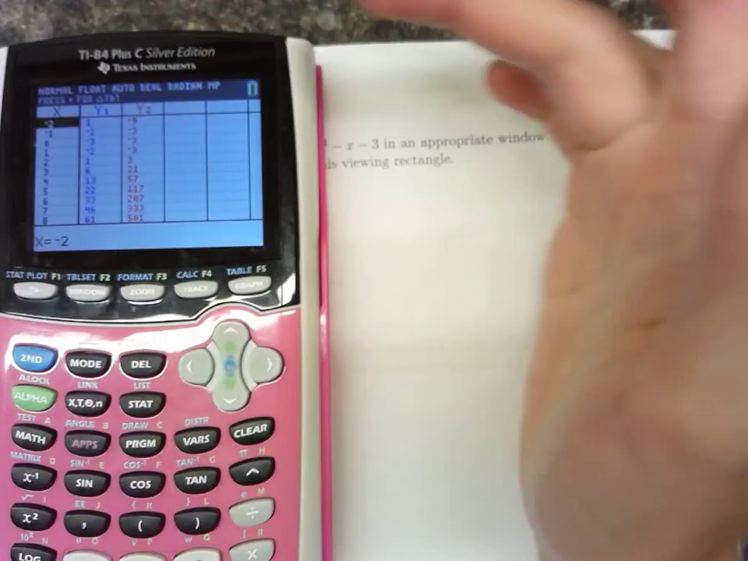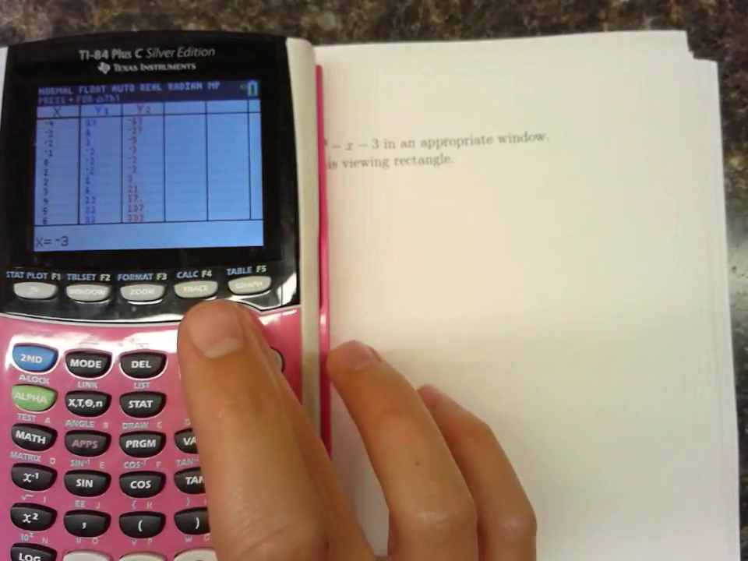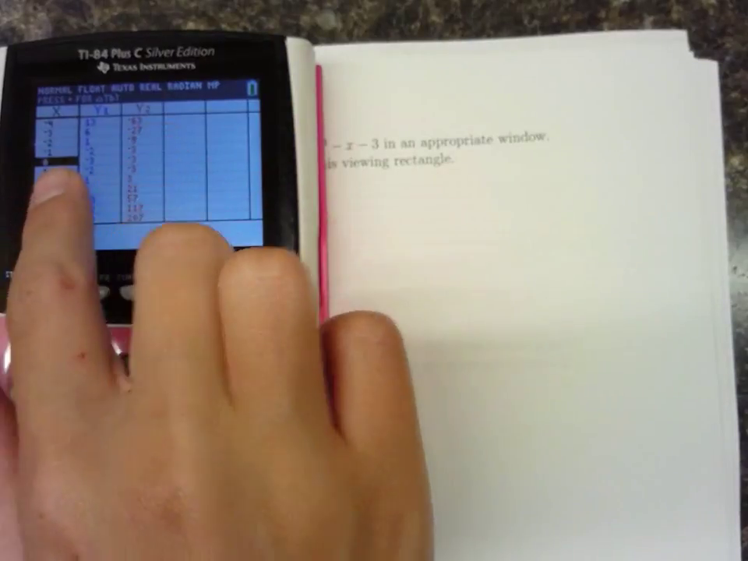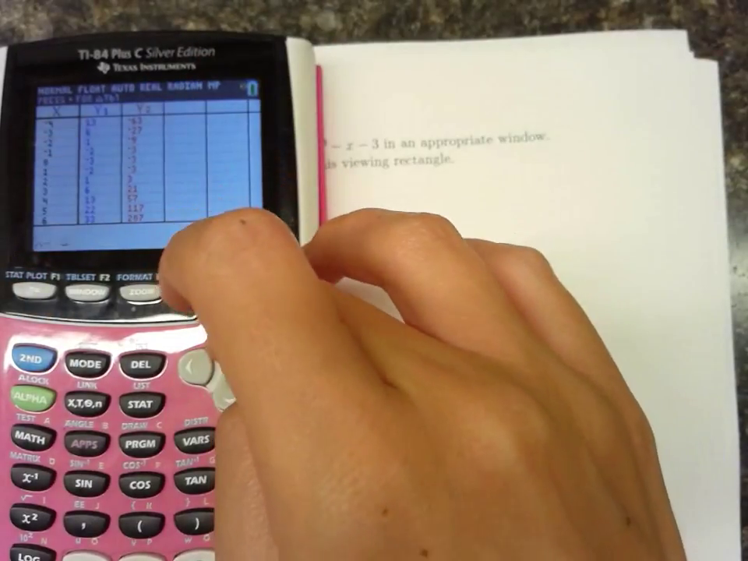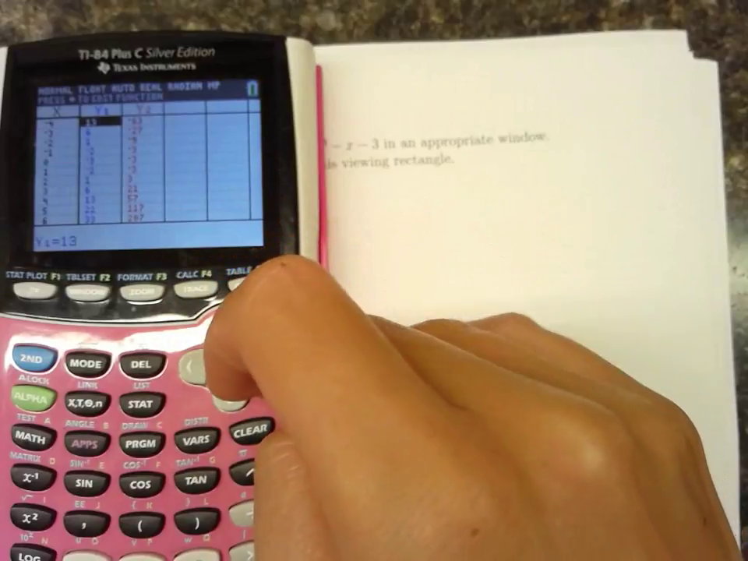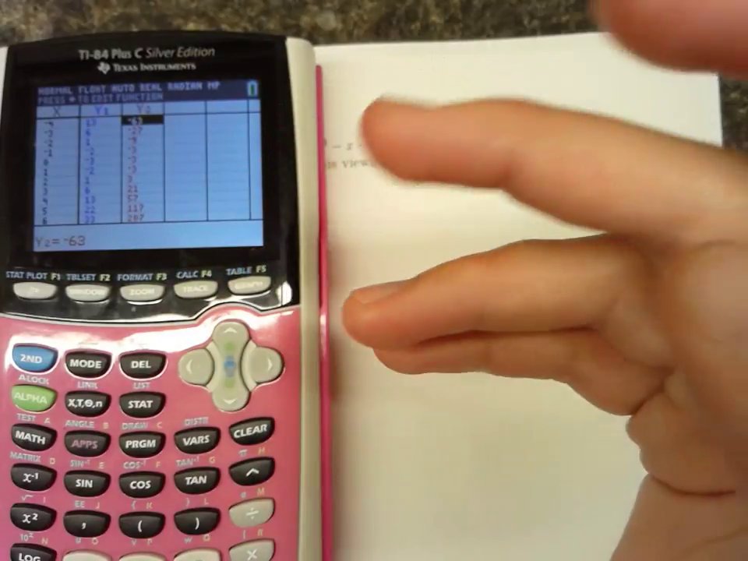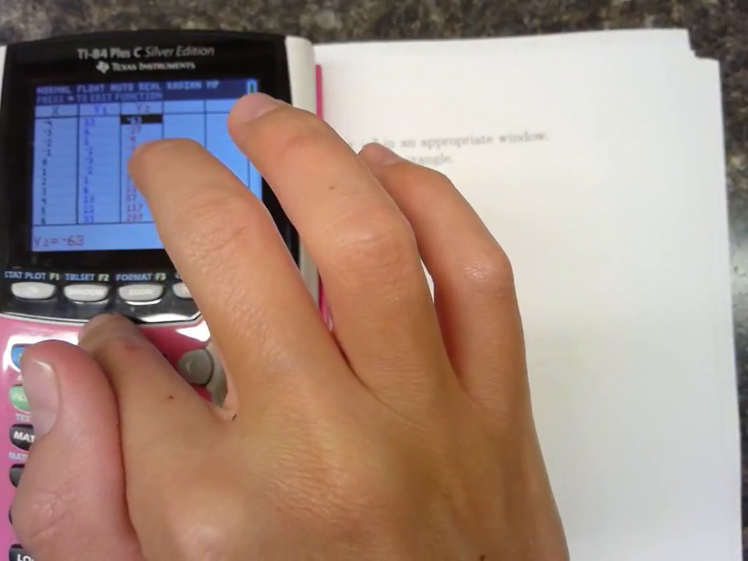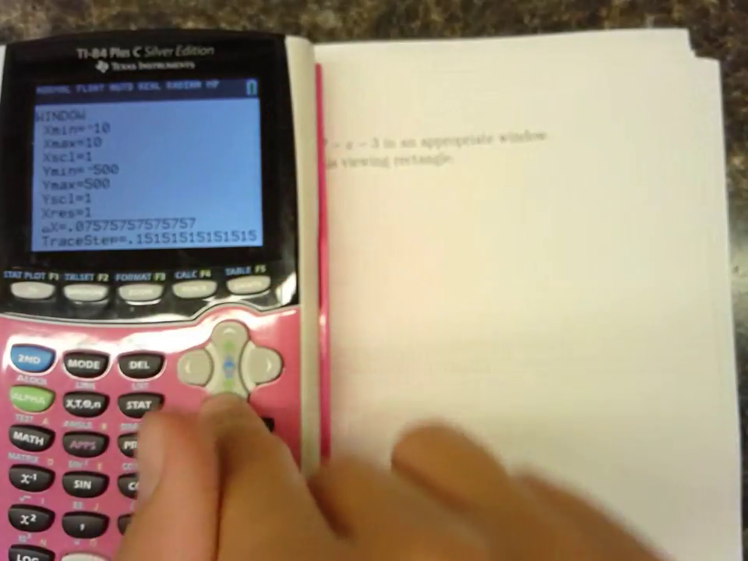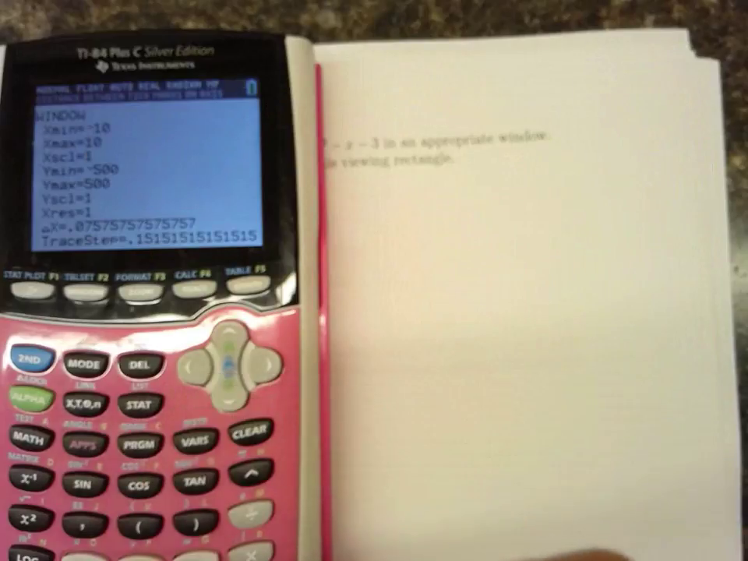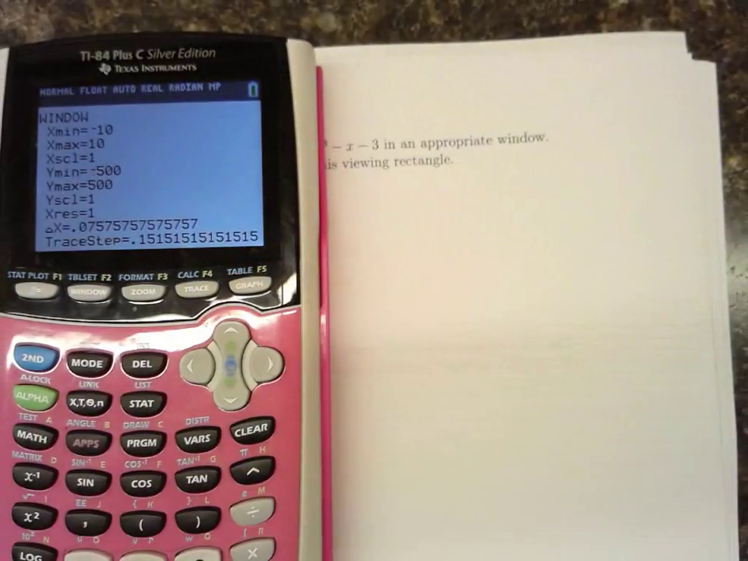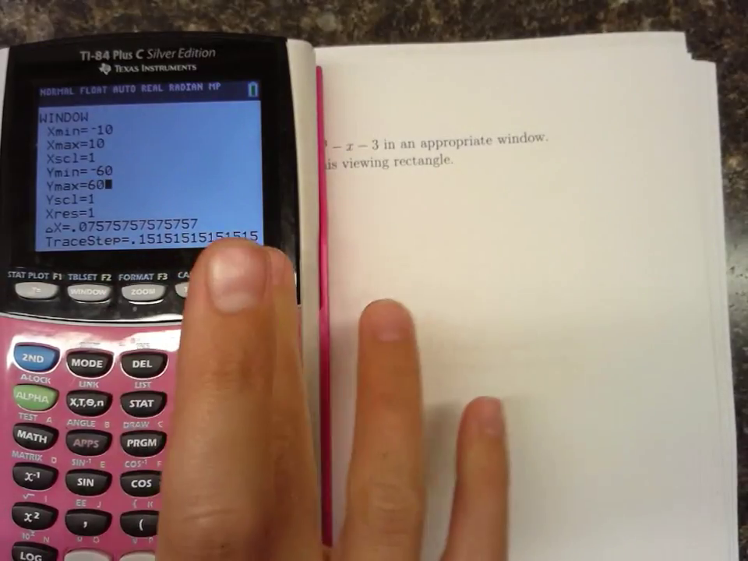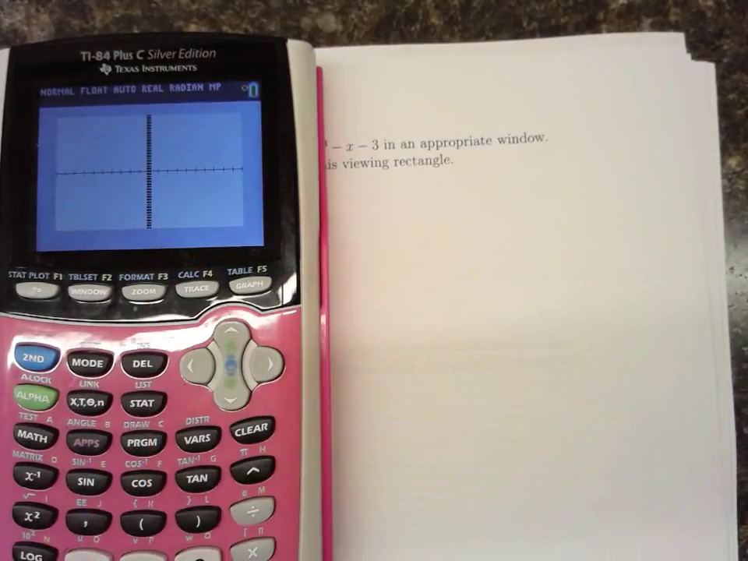Okay, it looks like these numbers are fairly simple. They're not increasing too much, so I'm just looking at negative 4. Y1 is 13, Y2 is negative 63. So we may go out a little bit more on the window. Negative 10 to 10 for the X looks good. Y minimum, let's go to like negative 60 would be fine. And let's just go to 60 here. Okay, and we'll graph that.